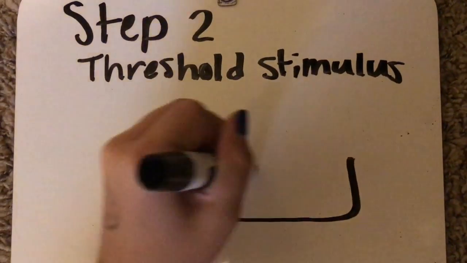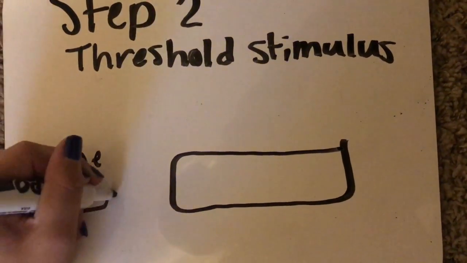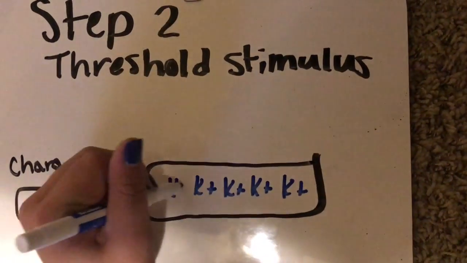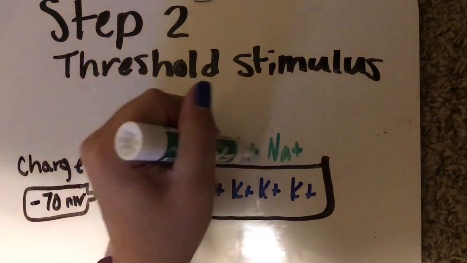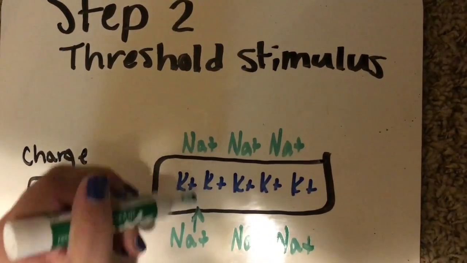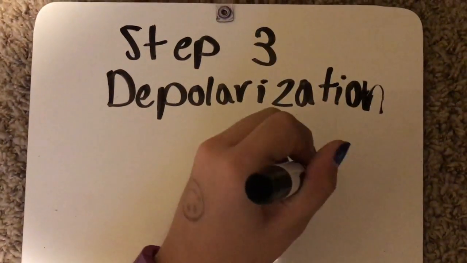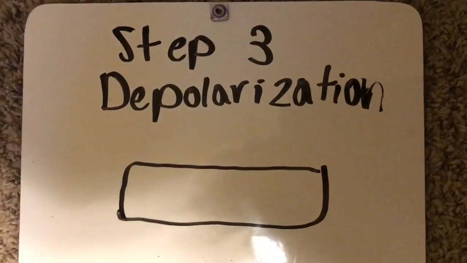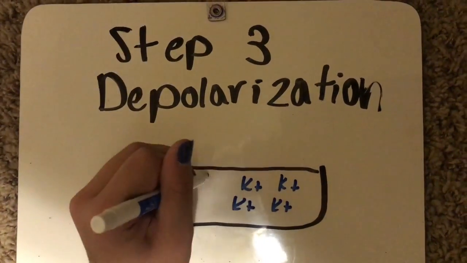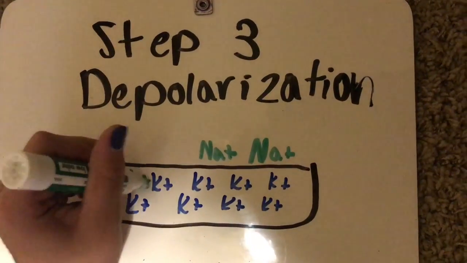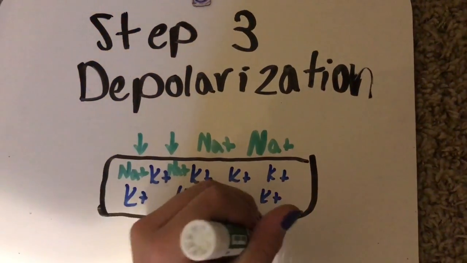Step 2. When the threshold stimulus is reached, sodium has moved in to change it from negative 70 mV to negative 55 mV. This causes more sodium channels to open, causing the action potential. Step 3. Sodium keeps moving in, causing depolarization. This is where depolarizing local currents cause sodium channels to open and sodium rushes into the cell. At the absolute threshold, positive feedback allows all the sodium channels to open.